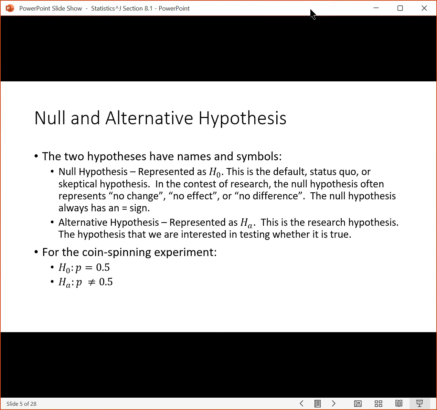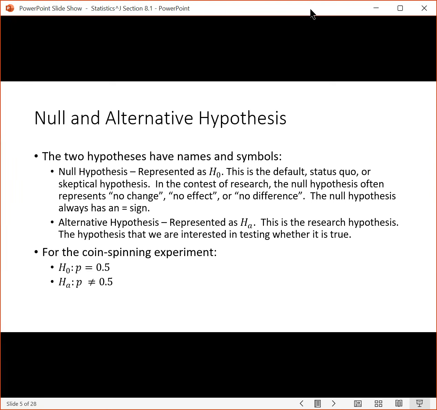The two hypotheses have names and symbols. The null hypothesis, represented as H with a subscript zero, is typically pronounced H naught. This is the default, the status quo, or the skeptical hypothesis. In the context of research, the null hypothesis often represents no change, no effect, or no difference. The null hypothesis always uses the equal sign. The second hypothesis is the alternative hypothesis, represented as H sub A, or HA. This is the research hypothesis. It's the hypothesis we're interested in testing whether it is true.